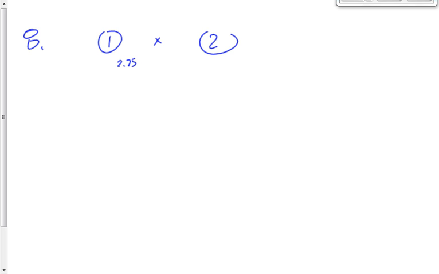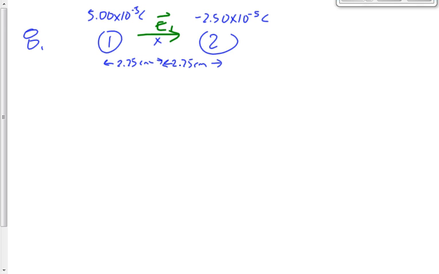2.5 centimeters from both of those charges. And we have a charge of 5.00 and 2.50. Now, one of the areas I think where some of you made mistakes in this question was the field direction. For charge 1, it is away from the charge. It is toward charge 2 because charge 2 is negative. It always goes towards it.